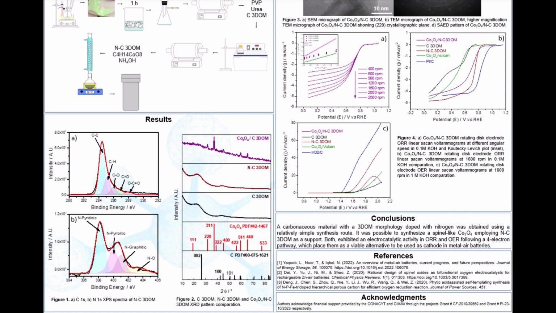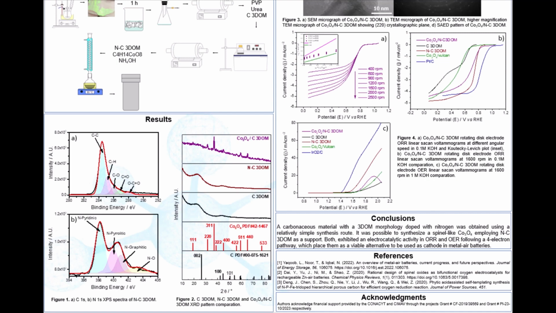Figure 1 shows an XPS spectrum of the carbon 1s and nitrogen 1s of the nitrogen-doped 3DOM carbon material. It can be noticed the presence of pyridinic nitrogen, which can be related to an electrochemical activity, demonstrating that the doping process was successful. Figure 2 shows XRD patterns of pristine 3DOM carbon, nitrogen-doped 3DOM carbon, and a spinel-like cobalt oxide supported on a doped 3DOM carbon.